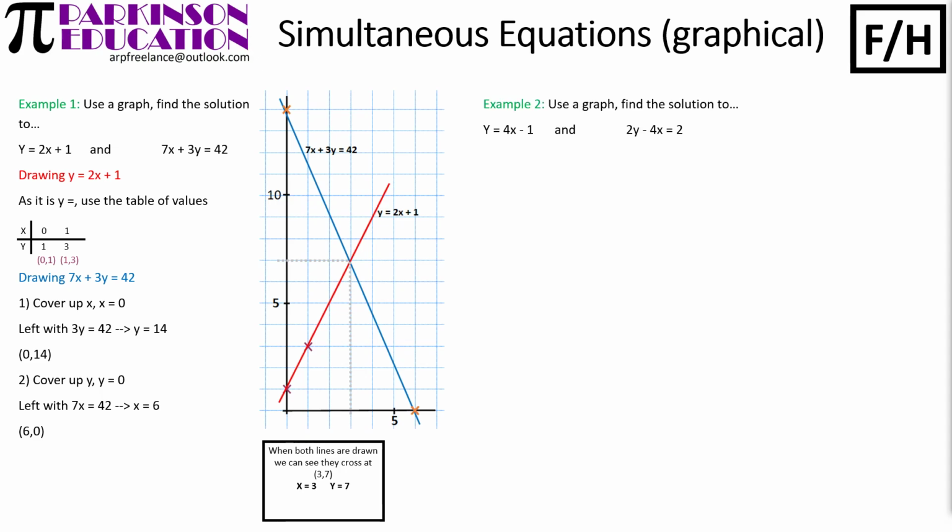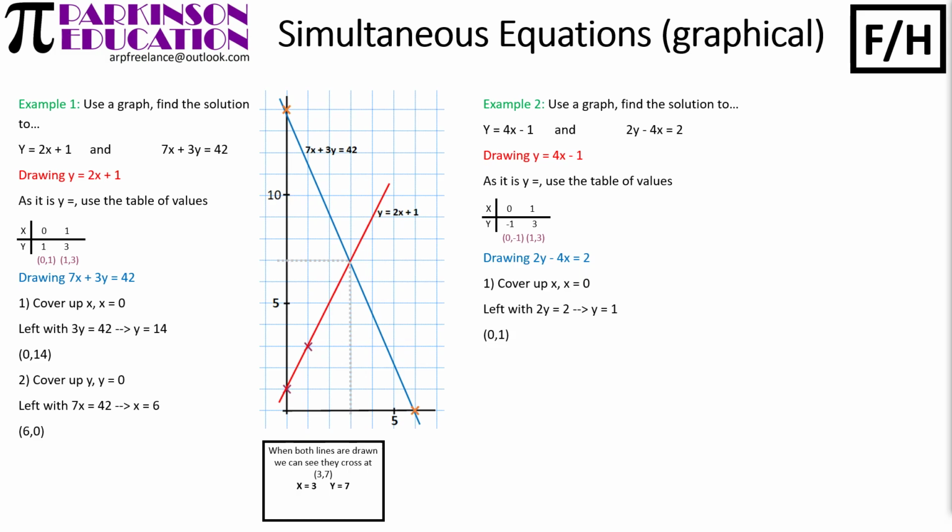To look at another one. We've got here, use a graph to find the solution to y equals 4x plus 1 and 2y minus 4x is 2. If I draw y equals 4x plus 1, I'm going to use the table of values again, which will give me 0, 1 and 1, 5. For 2y minus 4x is 2, as before, I'm going to use the cover-up method.